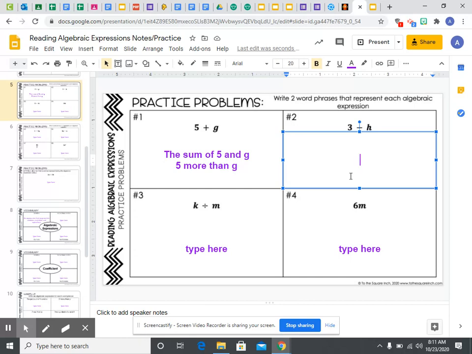Number 2, 3 minus H. Hannah. The difference of 3 and H. It is 1. What's another one? Leah. H less than 3, and I'm glad you remember that H came first in that situation.